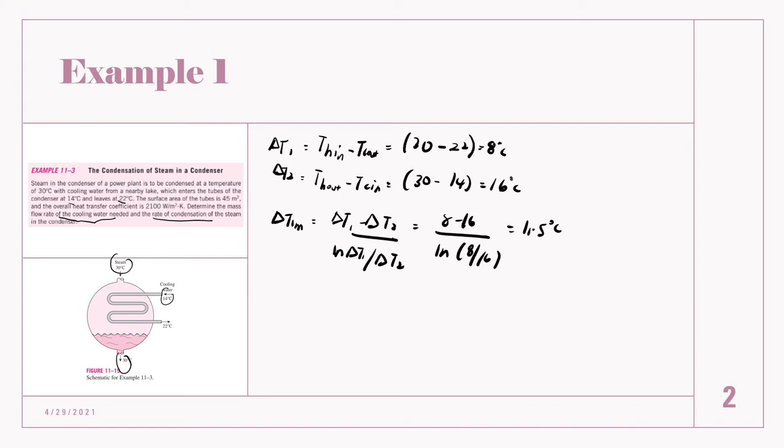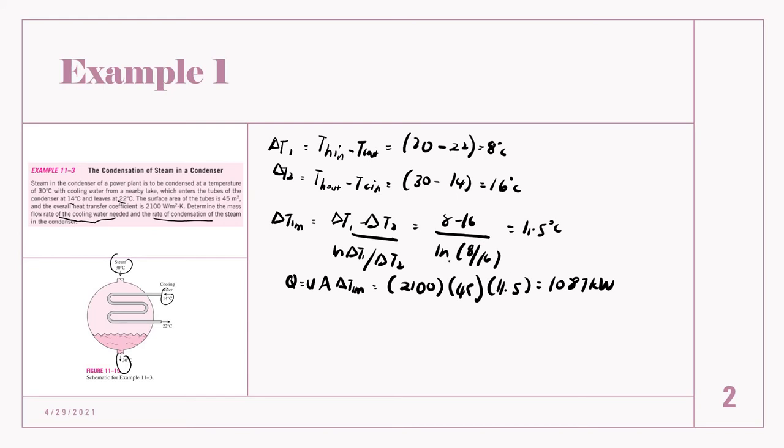Now we need to calculate the rate of heat transfer in the condenser. We can use the formula Q is equal to U A delta T LM. U is given, A is also given, so just substitute inside the formula: 2100 times 45 times 11.5. The answer would be 1087 kilowatt.